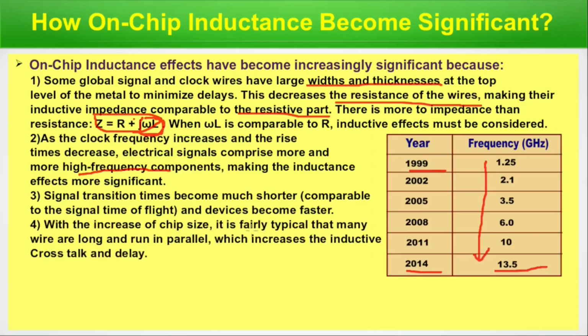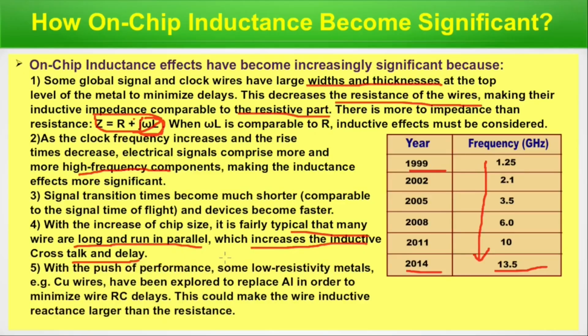With the increase of chip size, it's fairly typical that many wires are long and run in parallel, which increases the inductive crosstalk and delay. Just look at our smart devices, our consumer electronics. Our device is as smart as its processor or processing unit is smart. So we want more and more complex operations in our consumer electronic devices. Just to cope with that, the chips are increasing in size and accommodating more and more devices in the same chip.